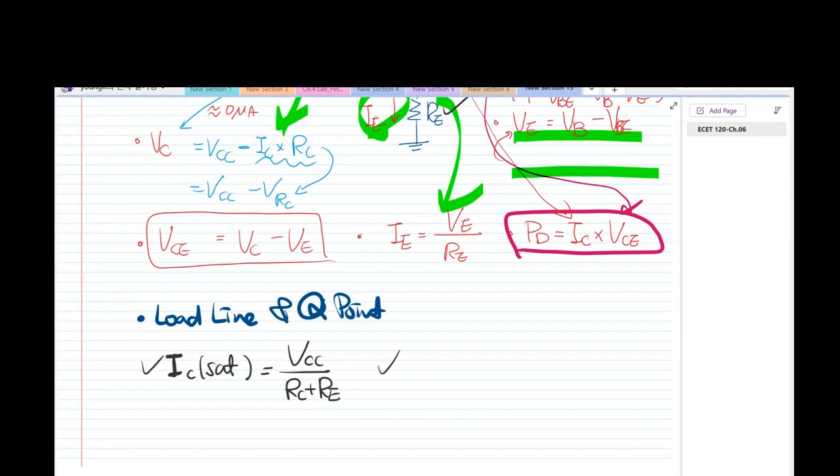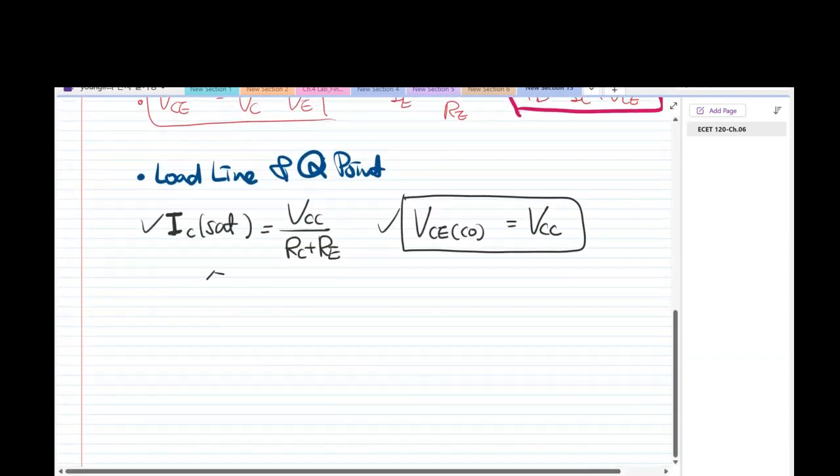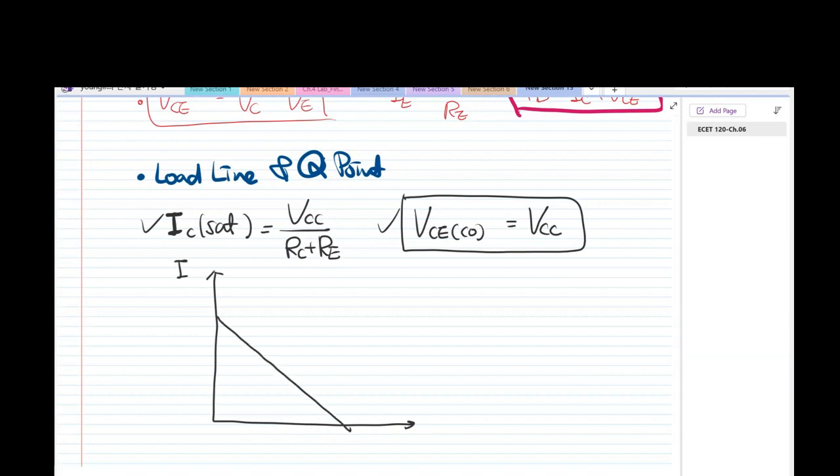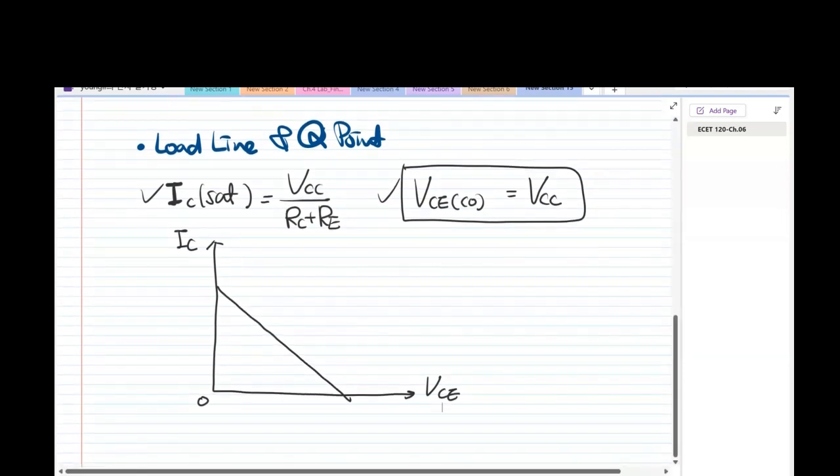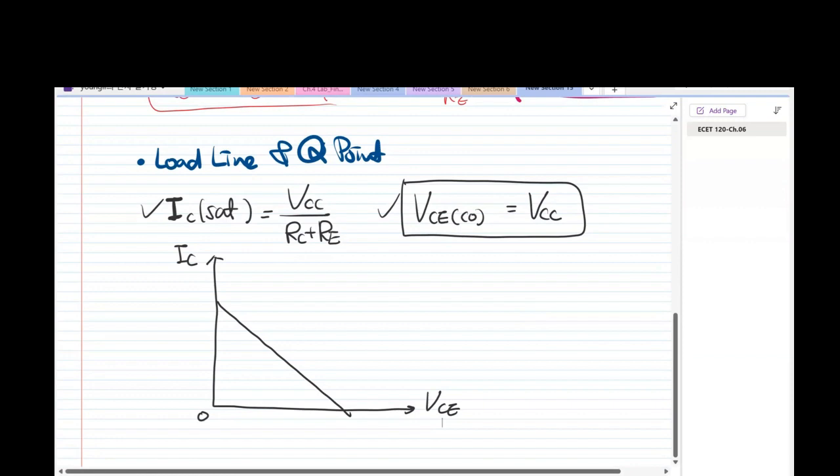And also, to generate the load line, we have to know about the V sub CE cutoff. That should be the same as V sub CC, like this one. So the load line, this is I sub C, 0, V sub CE, okay? That's very important, okay? Very important means it's really similar to questions for the second exam, okay?